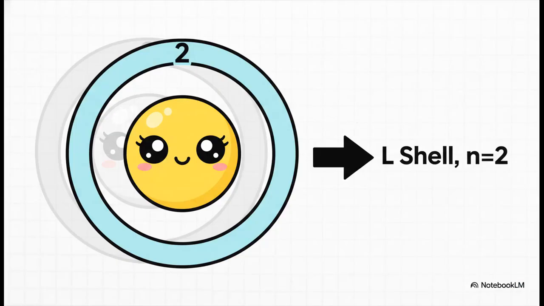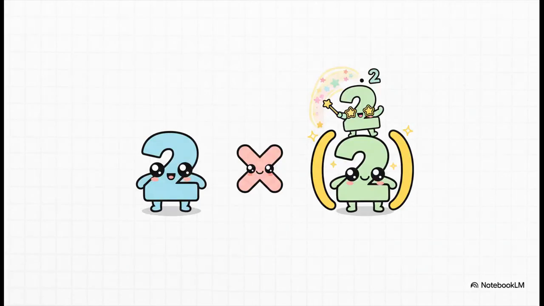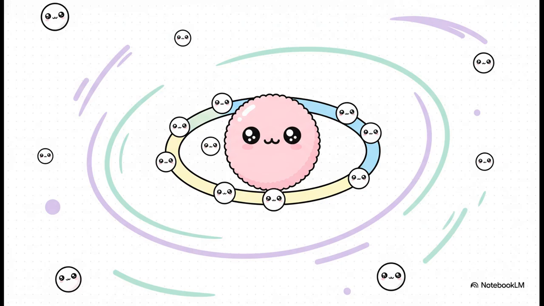All right, let's move out to the next level, the second shell. That's the L shell. So for this one, our n is, you guessed it, 2. Okay, let's run the formula. 2 times 2². 2² is 4, so 2 times 4 gives us 8. So the L shell can hold up to 8 electrons. See? You can already feel how things are getting a bit more spacious as we move out from the center.